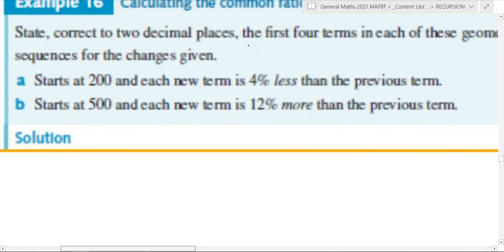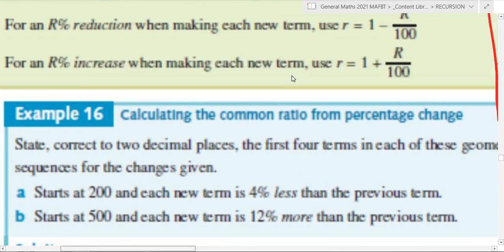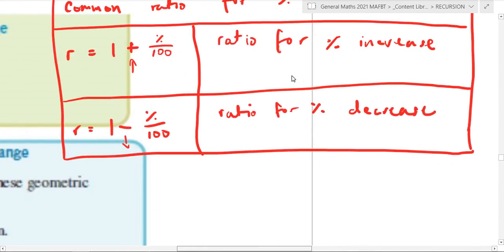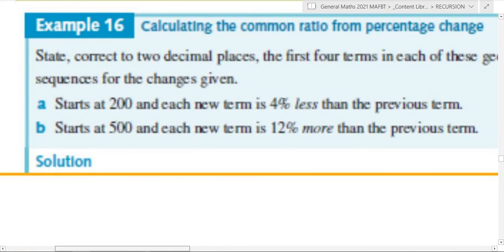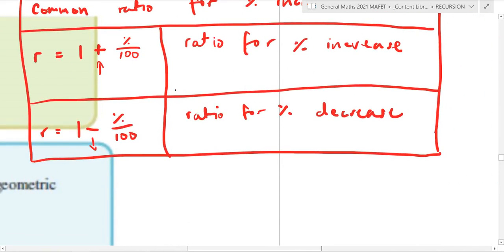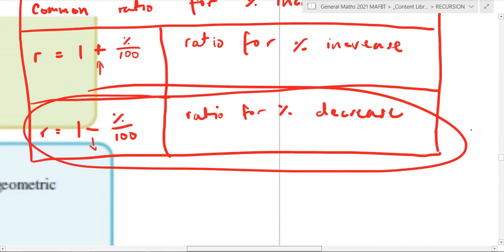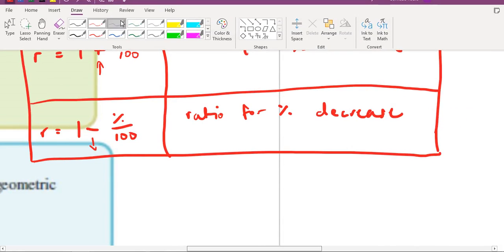Okay, so reading this, I can see that I have this term here, and based on what this is saying, it's 4% less. So the common ratio, 4% less, means that if I want to find the common ratio, I'm going to use the decrease, because it's 4% less, so it's going to go down. So to find the common ratio, i.e. the number that I'm multiplying by to get the next term, I have to use the common ratio there, this one here. Let me change color here real quick so I'm not getting confused.